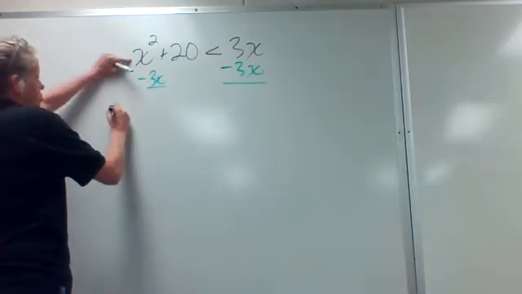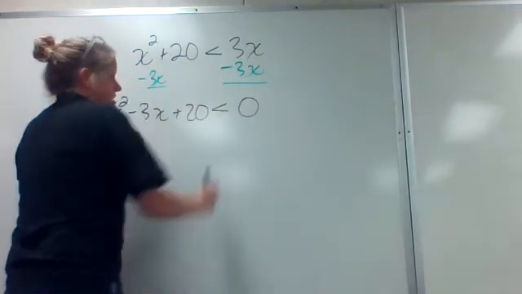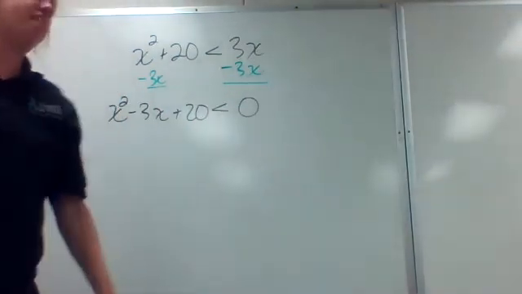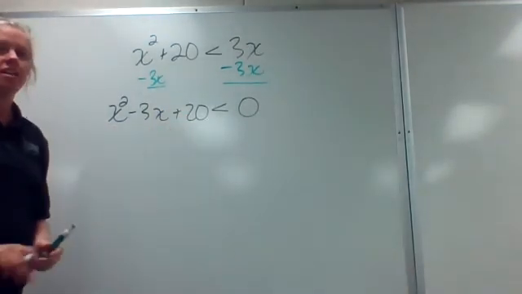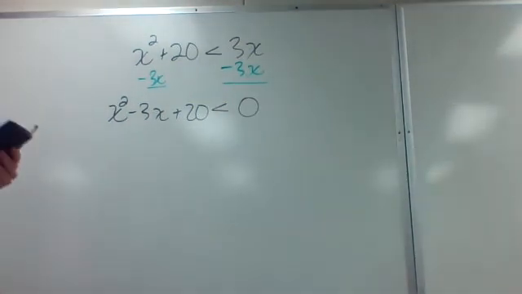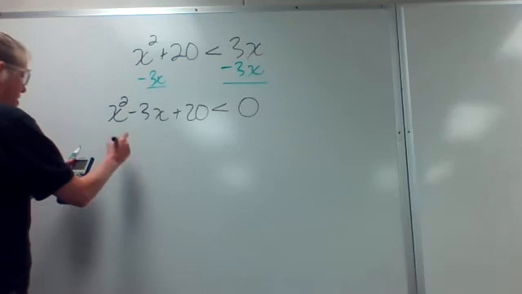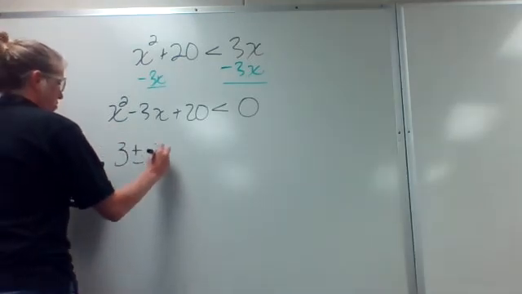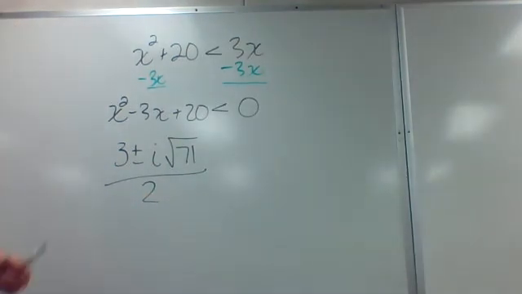So now I've got x squared minus 3x plus 20 is less than 0. I can't factor that because if I tried, I would be stuck, right? There's no factors of 20 that add to -3. So I do have to use quad on this one, with A being 1, B -3, and C 20. When I do that, and I'm trying to find x-intercepts, it tells me my solutions are 3 plus and minus i squared root of 71 over 2.